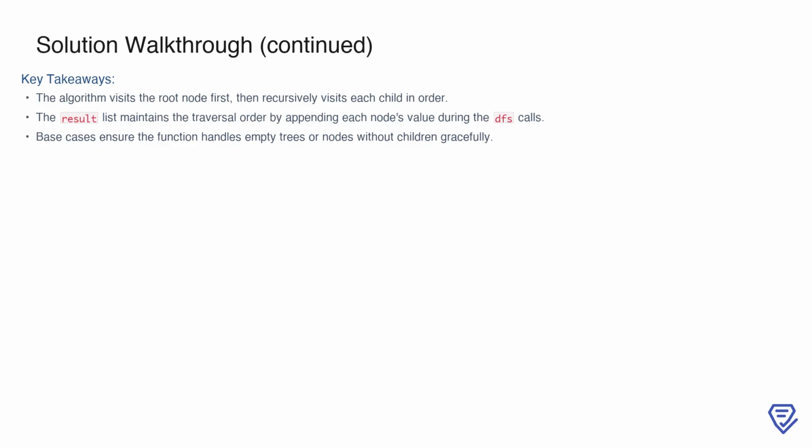From these examples, there are several key takeaways. First, the algorithm follows the preorder traversal pattern by visiting the root node first and then recursively visiting each child in order. Second, the result list is used to maintain the traversal order, with each node's value appended during the DFS calls. Finally, the algorithm handles edge cases effectively, such as when the tree is empty or when nodes do not have children. These base cases ensure that the function is robust and can handle various tree structures gracefully.